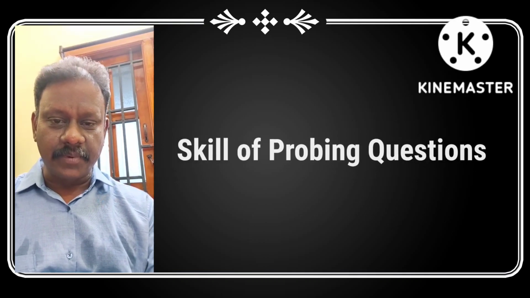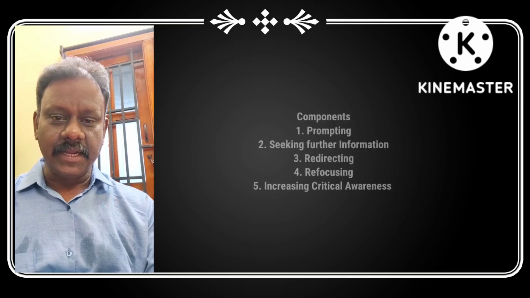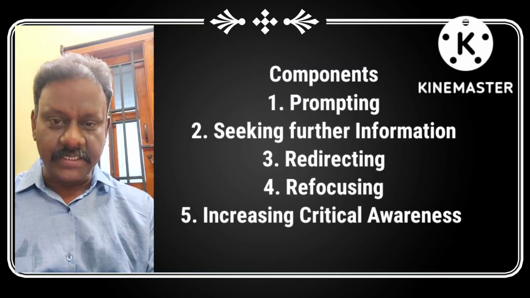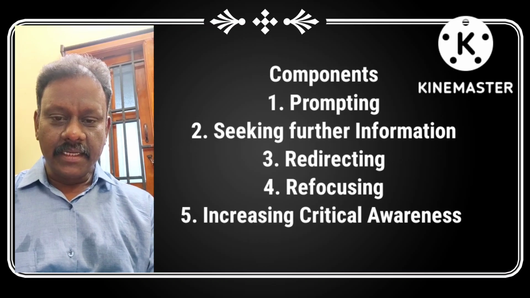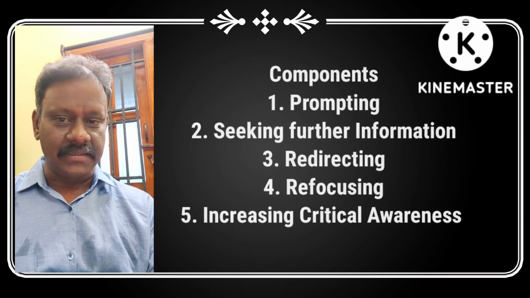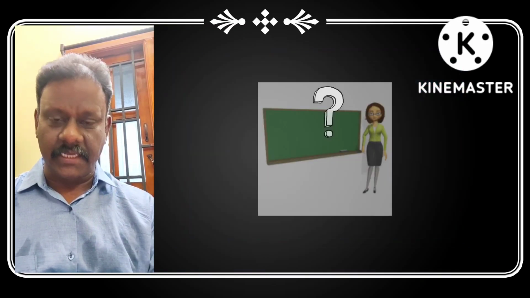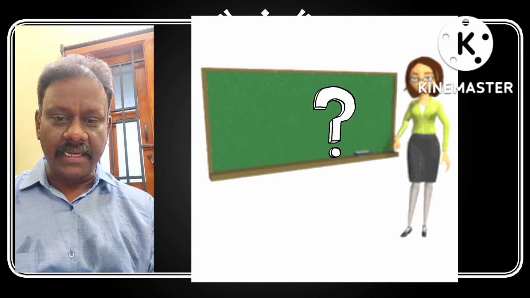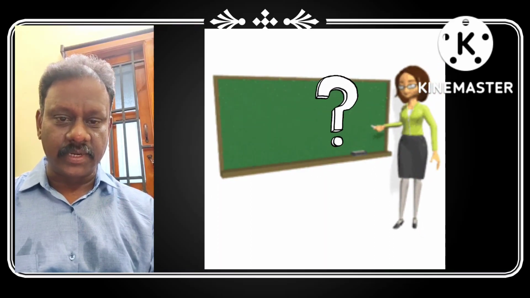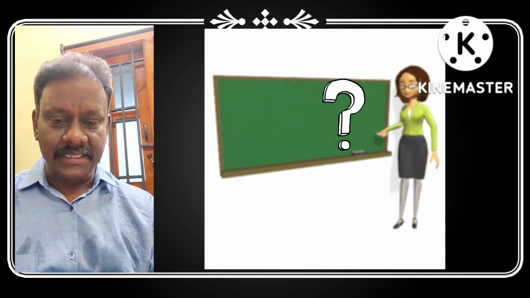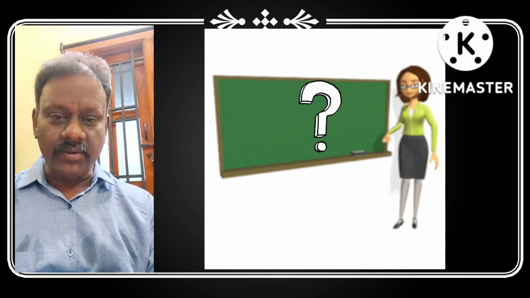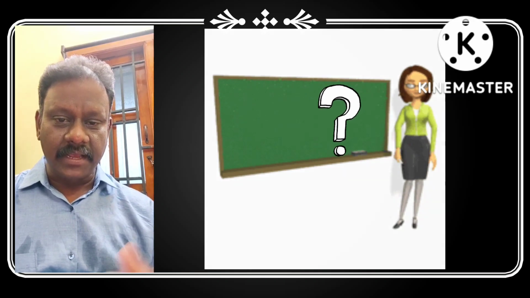What are the components in probing questioning skill? The skill of probing questioning consists of prompting, seeking further information, redirecting, refocusing, and increasing critical awareness. Yes, a teacher should possess questioning skill. Without questioning, you cannot understand the depth of knowledge a student has. Without questioning, you cannot make your class interesting to your students. Without questioning, you cannot progress well.